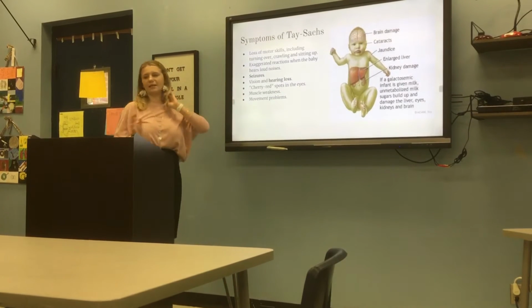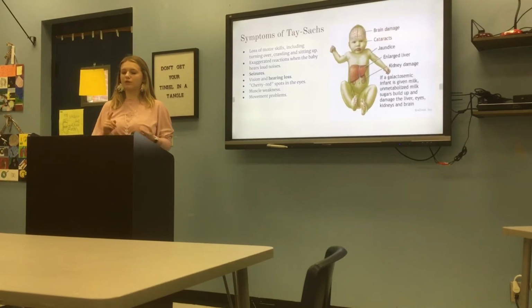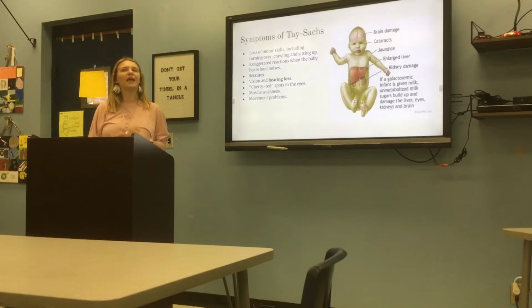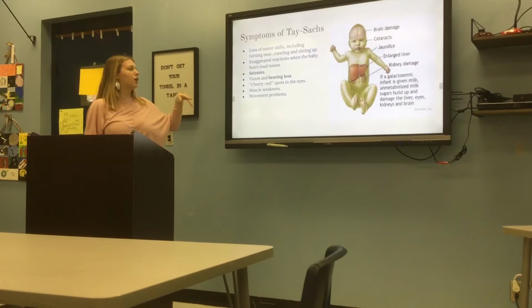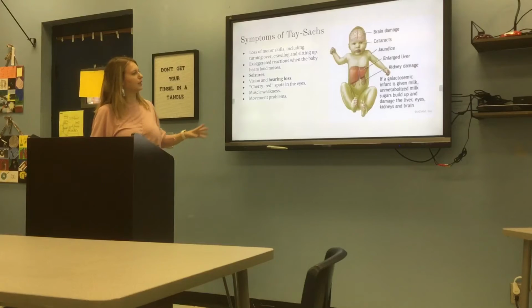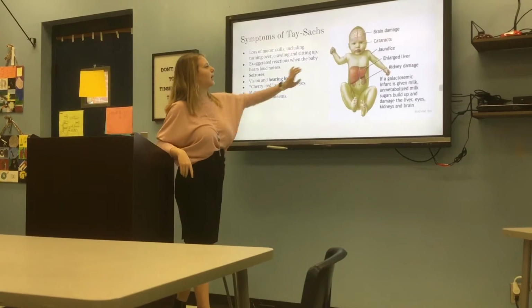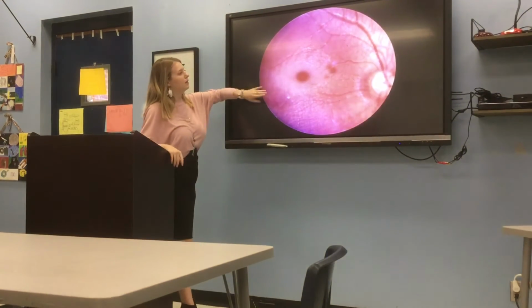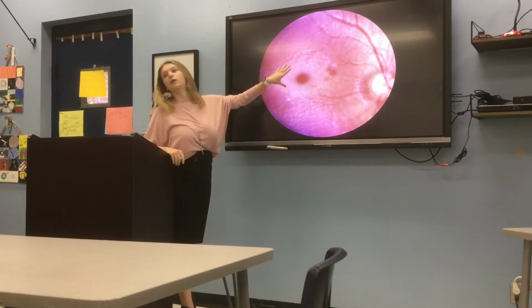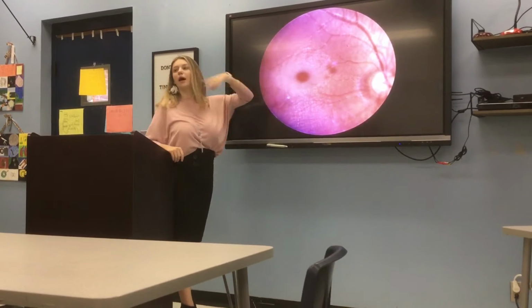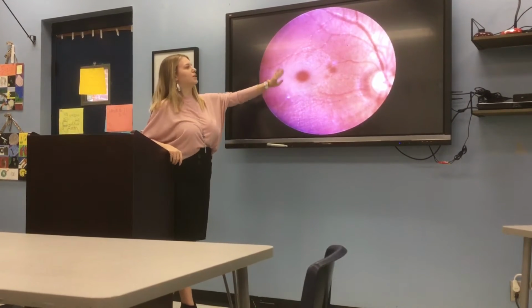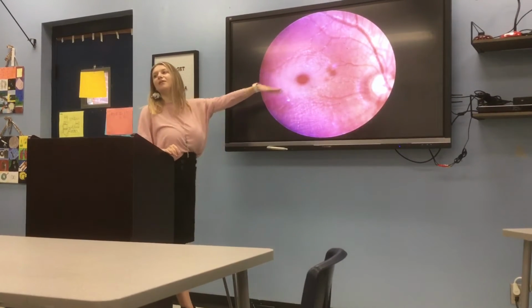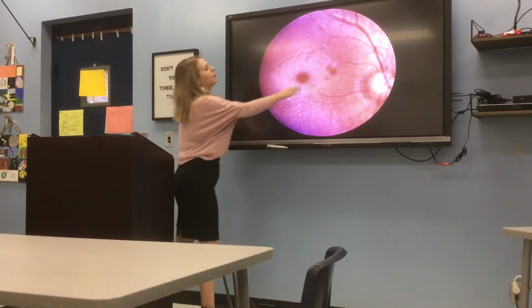So symptoms of Tay-Sachs usually include loss of motor skills, cataracts, hearing loss, muscle weakness, and cherry red spots in the eye. And what that is, it's an indicator of GM2 buildup in your eye tissue. So upon eye exam, you can tell if someone has Tay-Sachs.